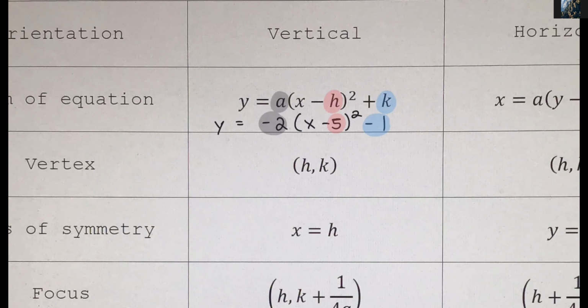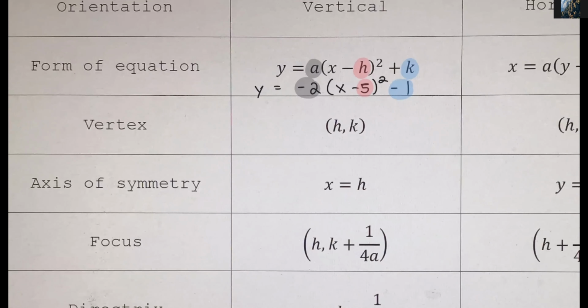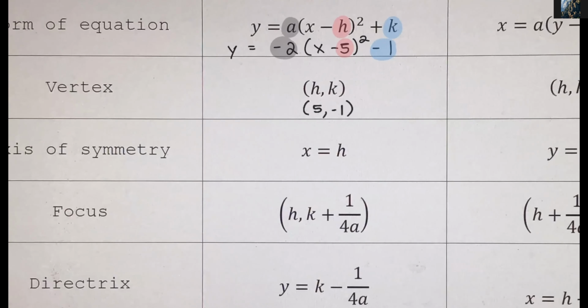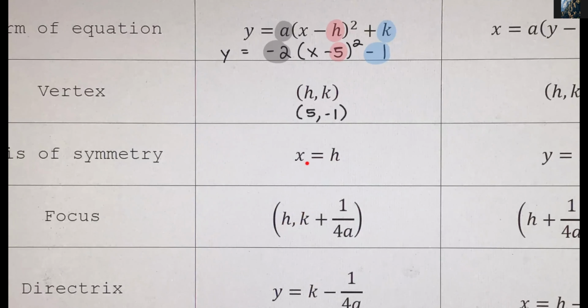So let's begin. If you see the vertex, it states that it'll be the point (h, k). So my vertex in this case will be (5, -1), which I find in here, 5 and -1. The axis of symmetry will be the line x = h. So in this case, it will be x = 5.